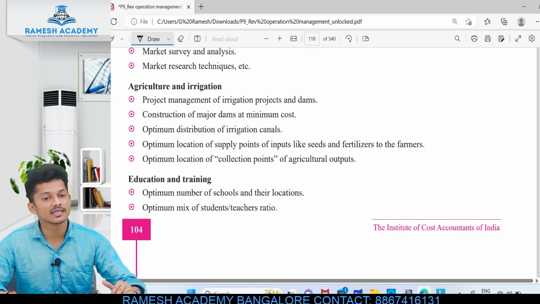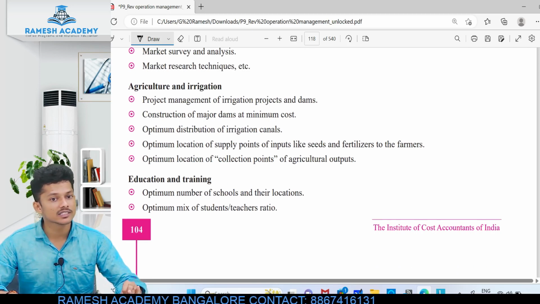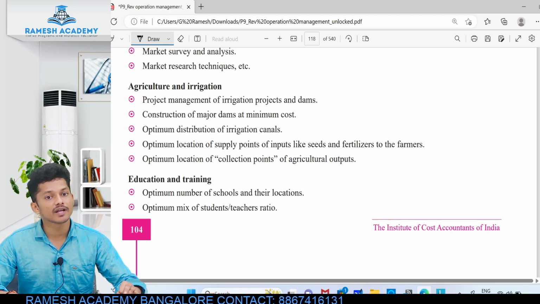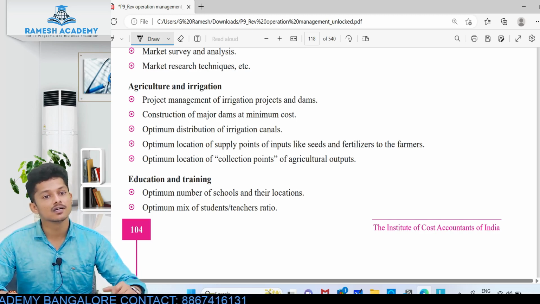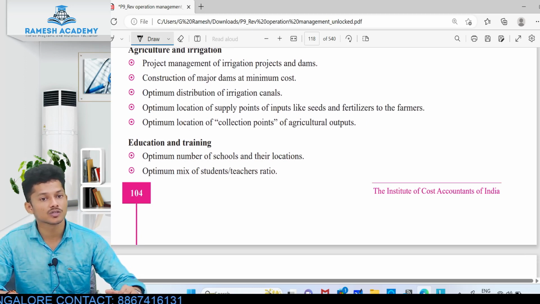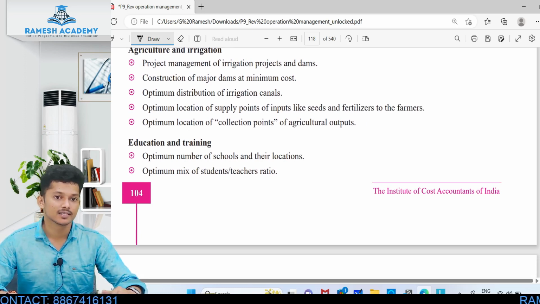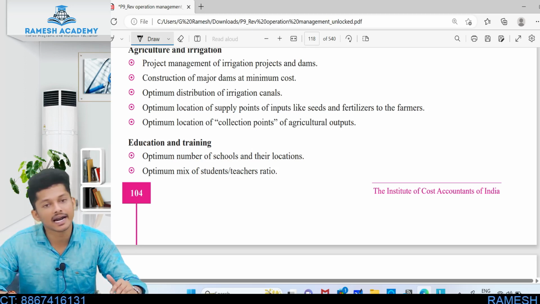Next, agriculture and irrigation. Even in agriculture and irrigation, OR is applied. Project management of irrigation projects and dams, construction of major dams at minimum cost, optimum distribution of irrigation canals, optimum location of supply points of inputs like seeds and fertilizers to the farmers, optimum location of collection points of agriculture outputs. Okay, that comes under agriculture and irrigation.